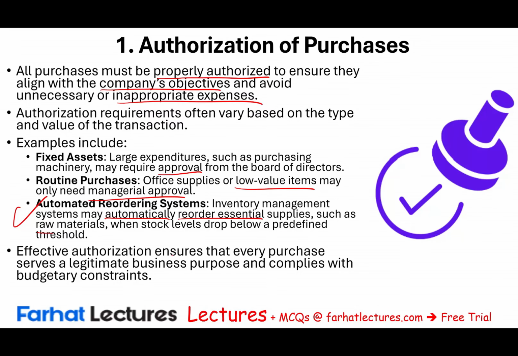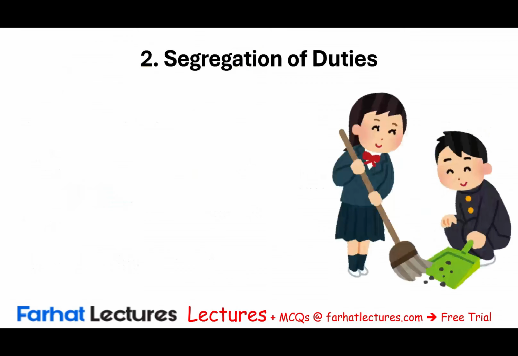So effective authorization makes sure every purchase serves a legitimate business purpose and complies with the budgetary constraints, because that's the whole purpose of the authorization. So this is the first step in stopping the company from making unauthorized purchases.